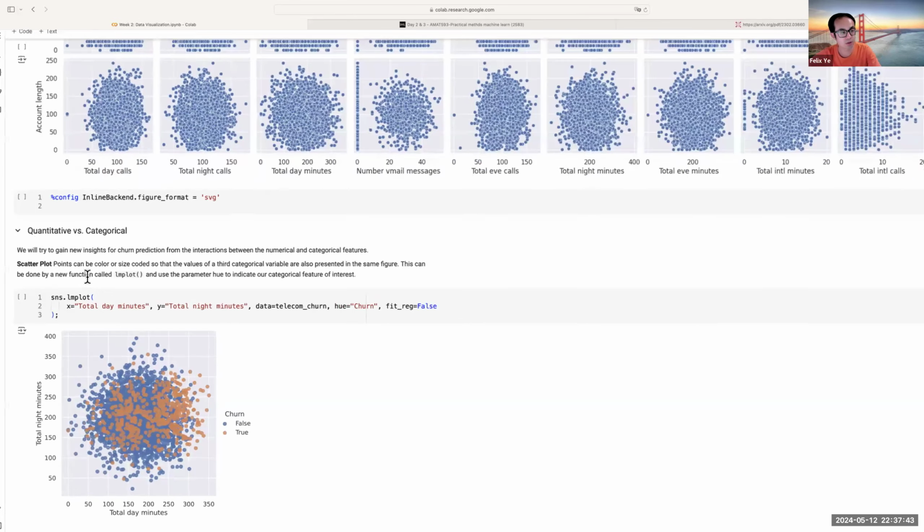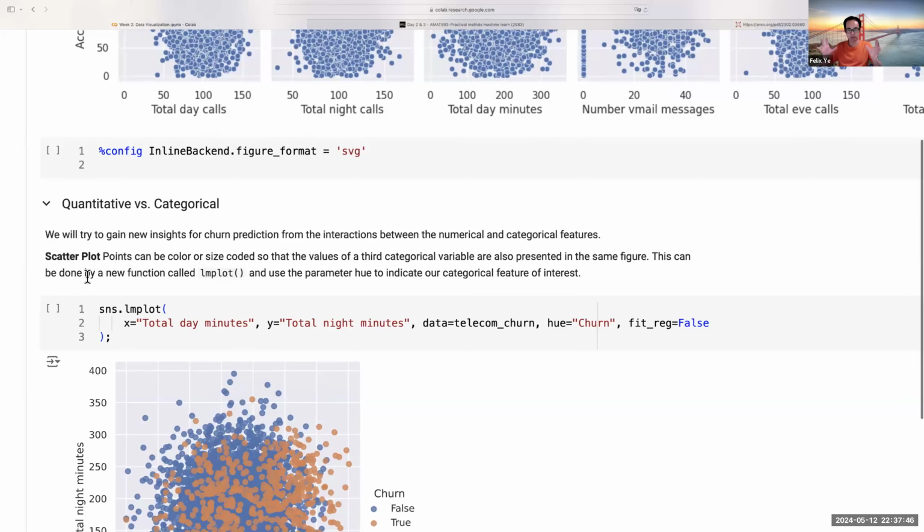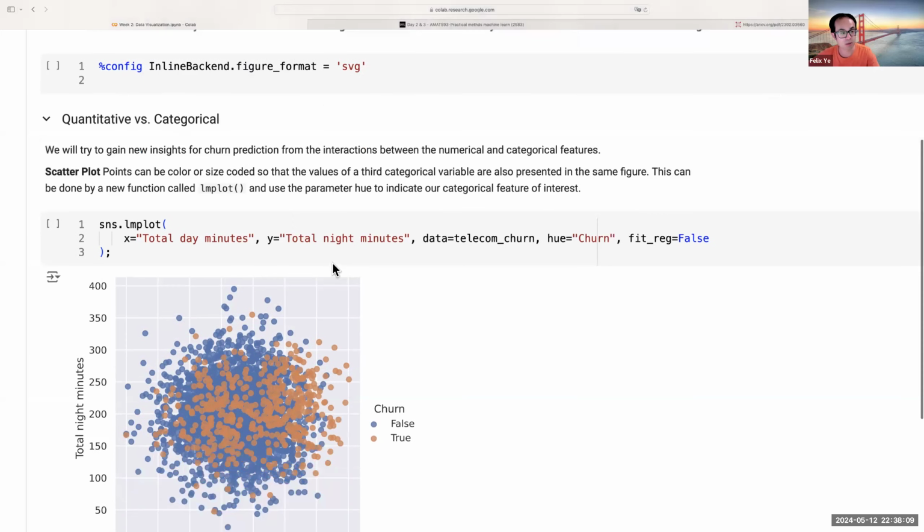Another thing that we can do is compare quantitative versus categorical. So basically one is a numerical feature, one is a categorical feature. One thing that is very important is that in a lot of cases, the target feature is categorical. And we want to see if there's some insight between the numerical features and this categorical feature. So what we can do is an lmplot. That means we not only give you the scatter plot, but we can also make the value of a third categorical variable be represented in the same figure.